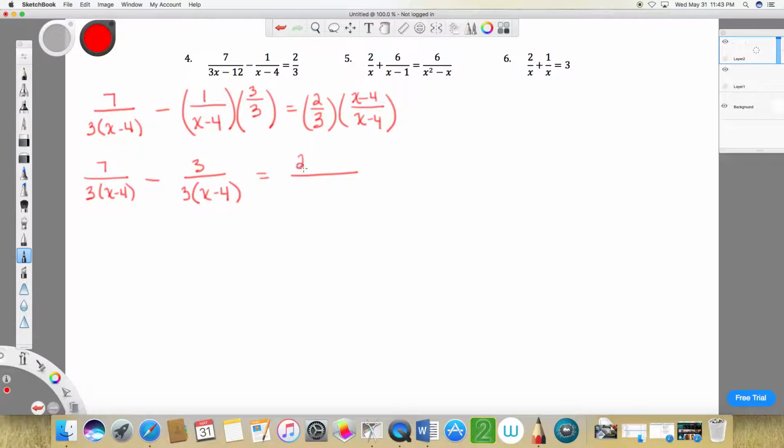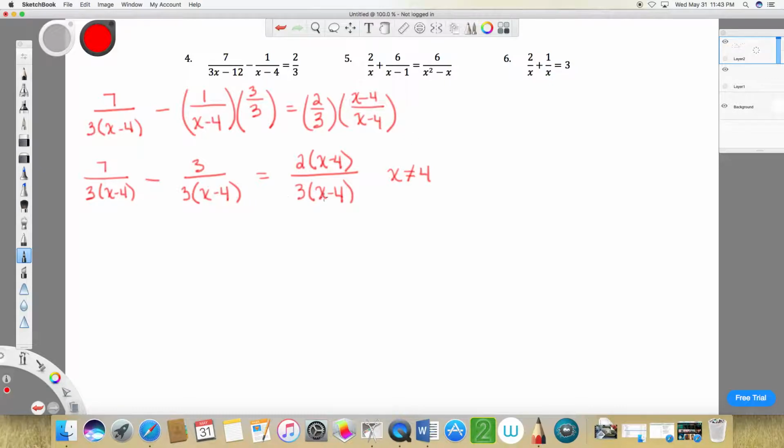Over here, I've got 2 times this quantity x minus 4. I can distribute that in just a second. And then here, 3 times x minus 4. So I can see now that I have the same denominator in all three terms. I can also see that I want to make sure that 4 is not in the solution set, that 4 minus 4 would cause division by 0.